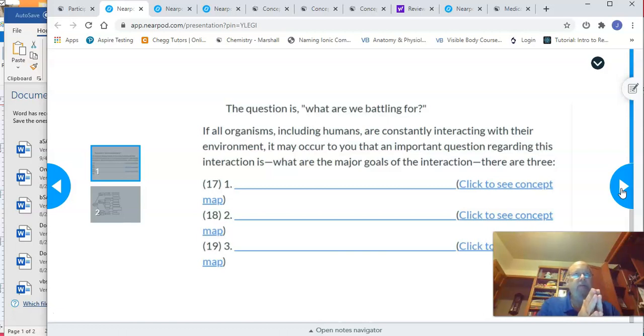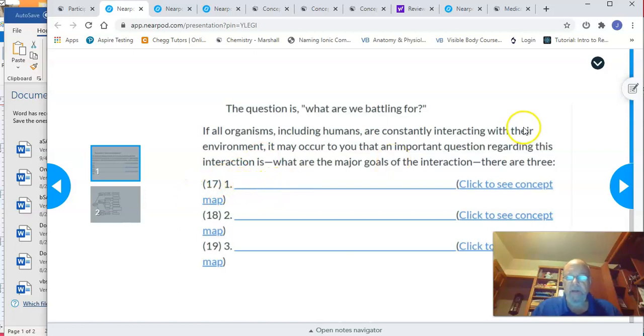Okay, we're interacting with the environment. What is it that we're battling for? If all organisms, including humans, are constantly interacting with their environment, it may occur to you that an important question regarding this interaction is, what are the goals? If I'm interacting with the environment, what are the goals of this interaction? And I think there are three of these.